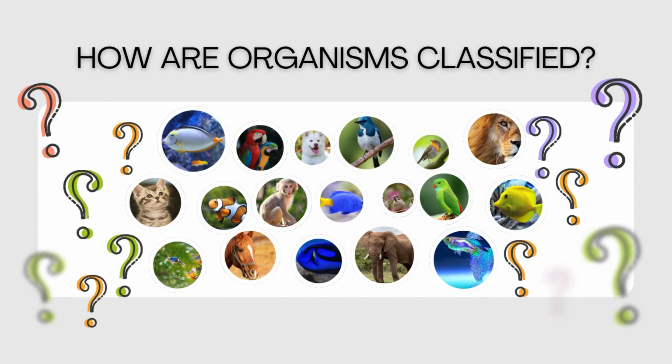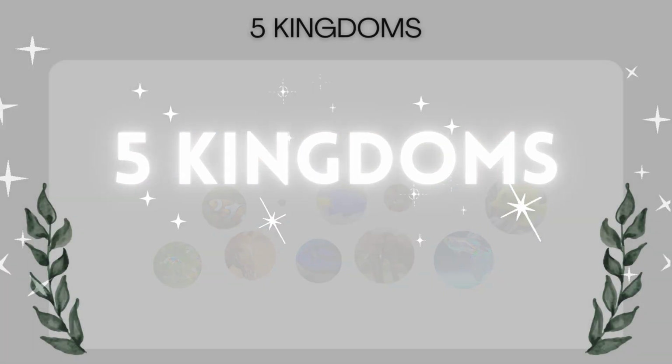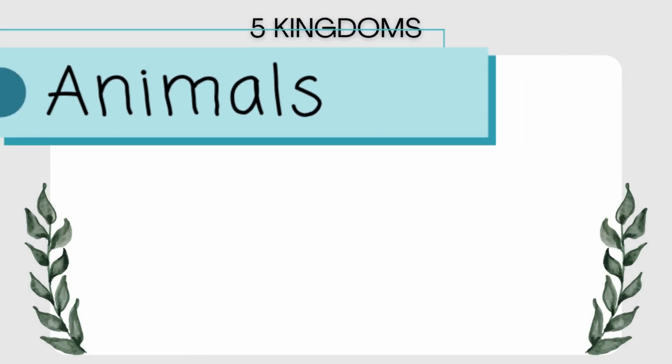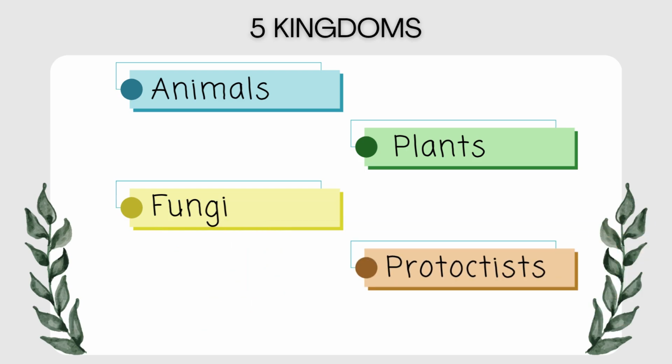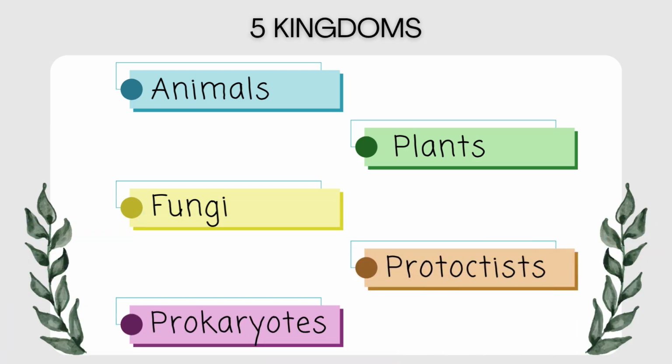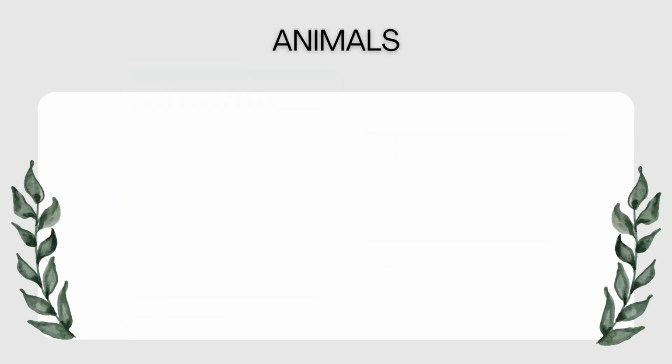So, how do we organize the millions of species on Earth? Well, biologists start by dividing all living things into 5 kingdoms. These are animals, plants, fungi, protoctists, and prokaryotes. Each kingdom has its own unique features. Let's take a quick look at the first 2.